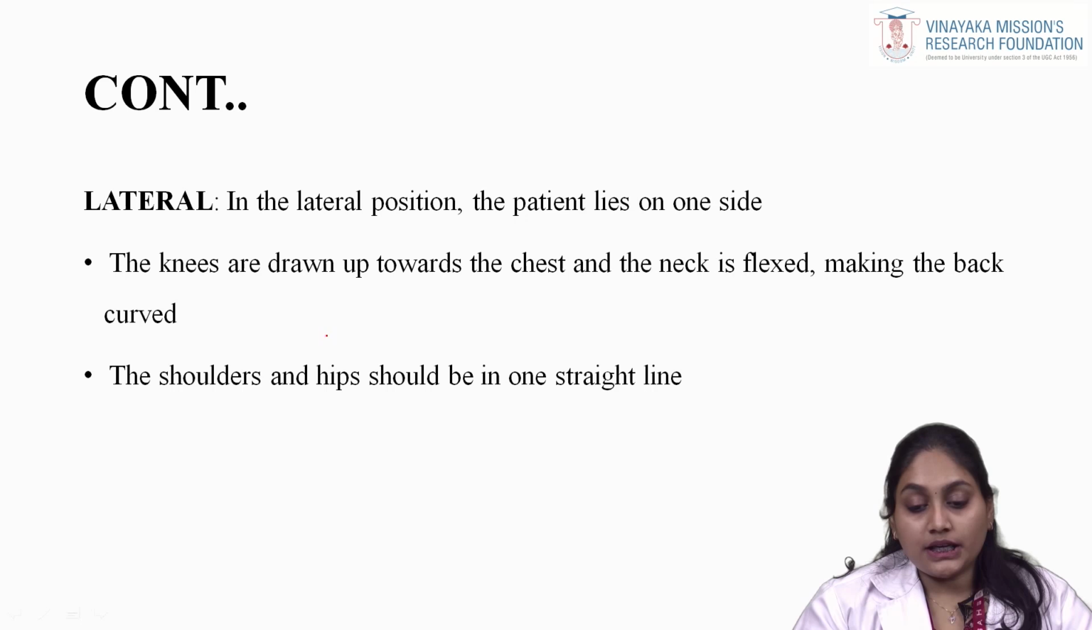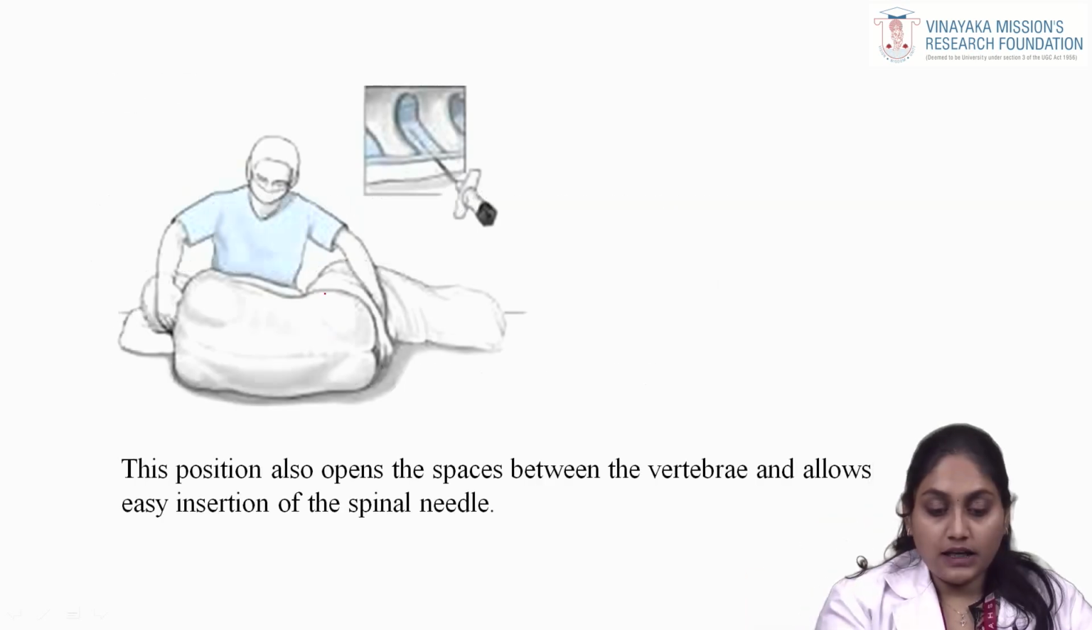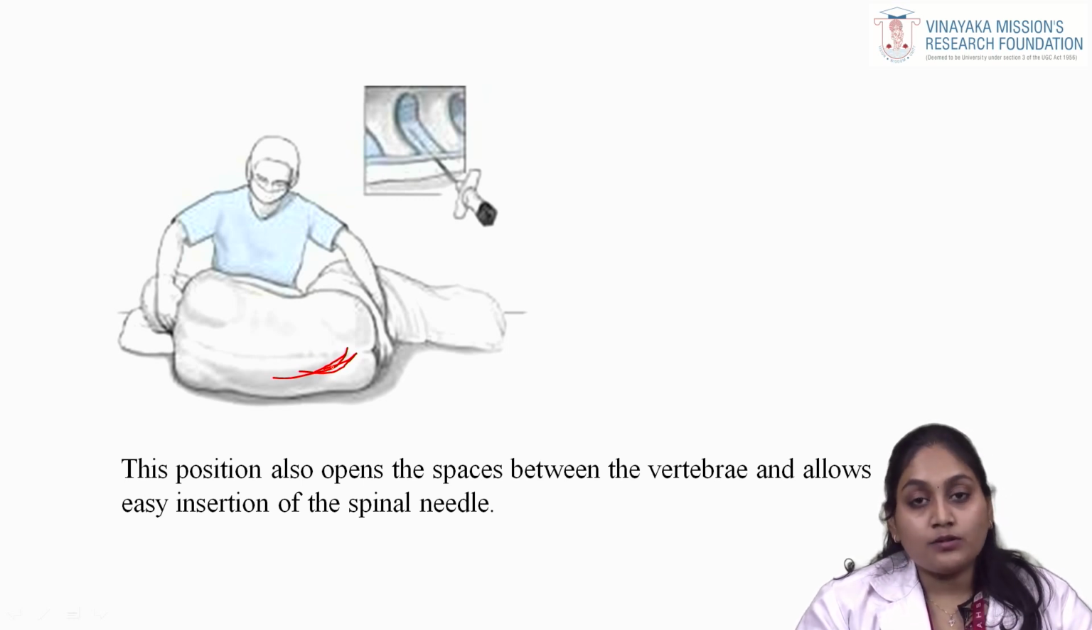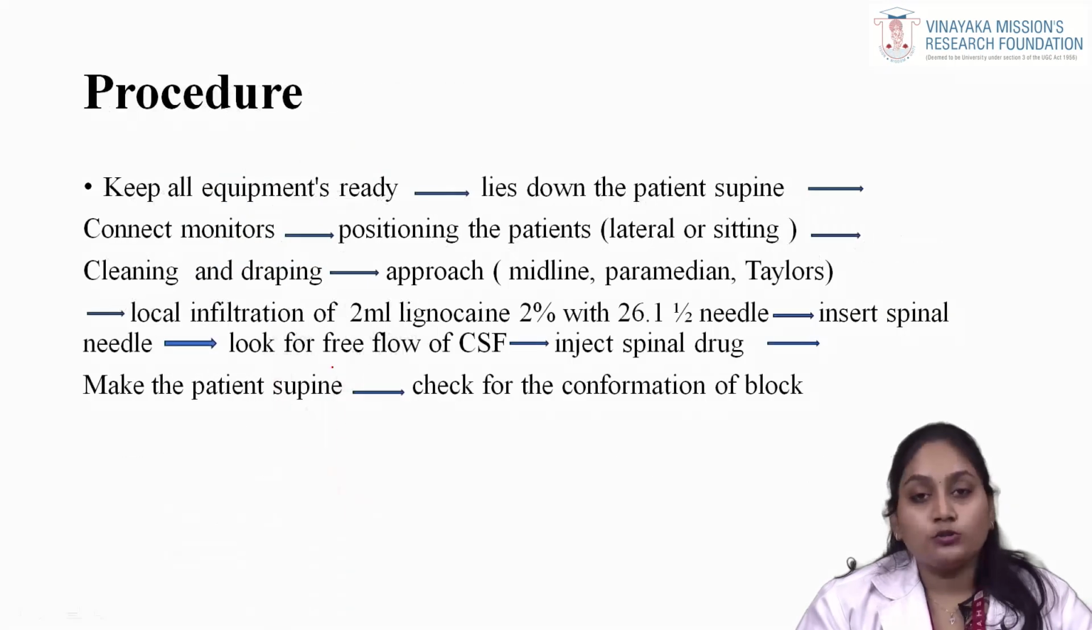So in lateral position, the patient lies on one side and knees are drawn upward, up towards the chest and neck is flexed like this. Here we can see that a curve is formed and the back is formed like a curve and we can see the vertebrae. So this position also helps to open the space. These are the 2 positions we use to give spinal anesthesia.